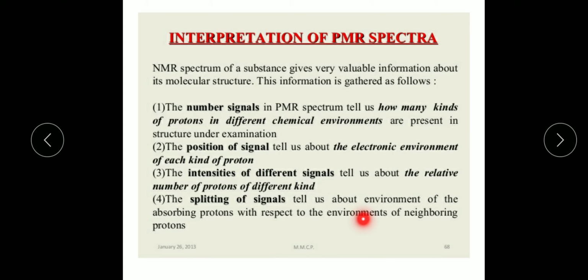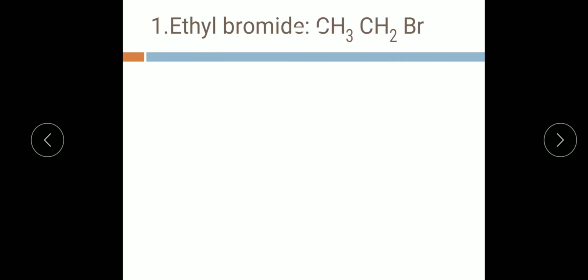Okay, so let us see some molecules. First, let us go for ethyl bromide. In ethyl bromide, how many types of protons are there? 2 types. Let us see the data for this. This molecule has 2 kinds of protons.